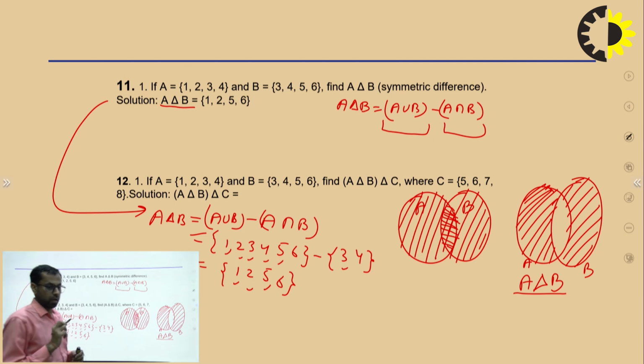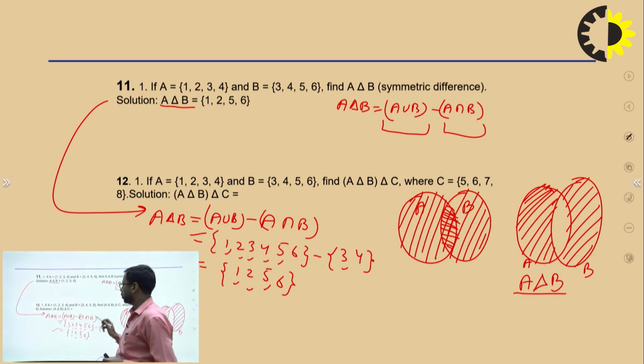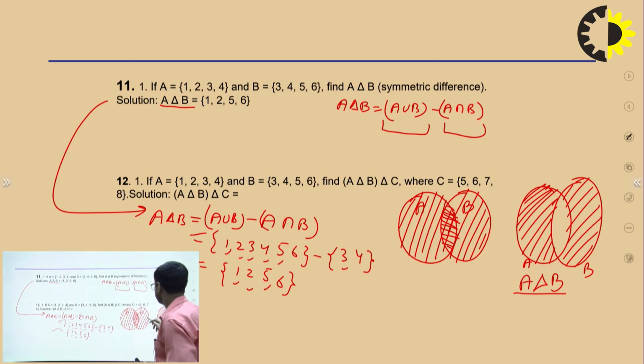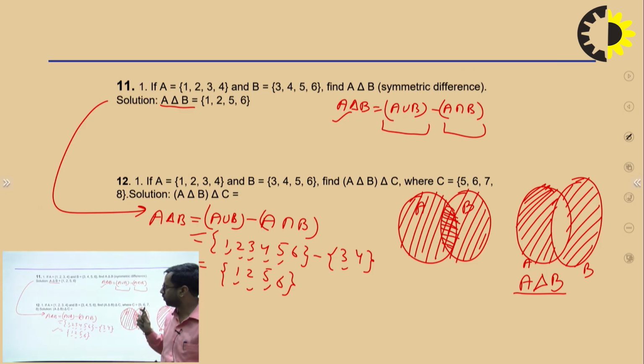So when we calculate the symmetric difference, the operator is delta, so the resultant values will exist by the formula A delta B, that is the symmetric difference of A and B, equal to A union B minus A intersection B. So you can find the resultant value A delta B by using this formula.